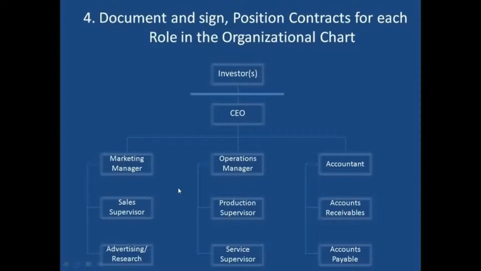Number 4, document and sign position contracts for each role in the org chart. This is very important. This gives a sense of formality. Now, what do I mean? It's a kind of employment contract, or call it a position contract. Here you document this position. That document should contain the job role, the job description for that position, the responsibilities, the deliverables, the key performance areas, and the key performance indicators for that role.